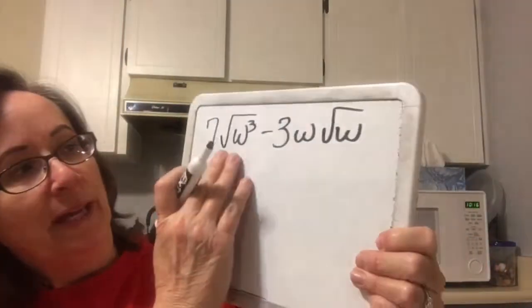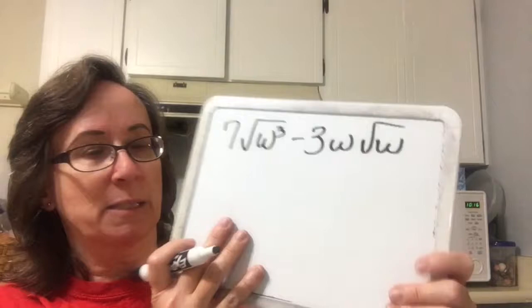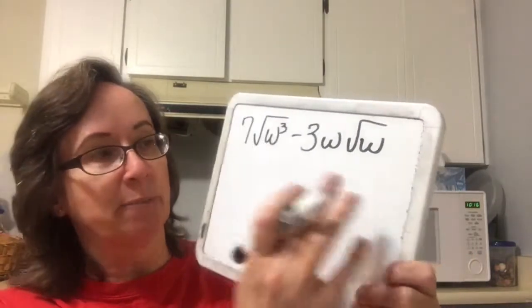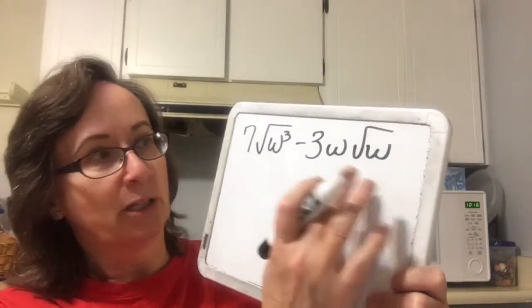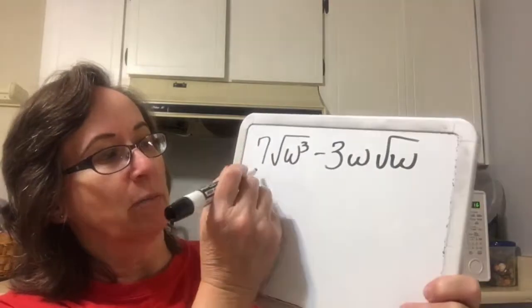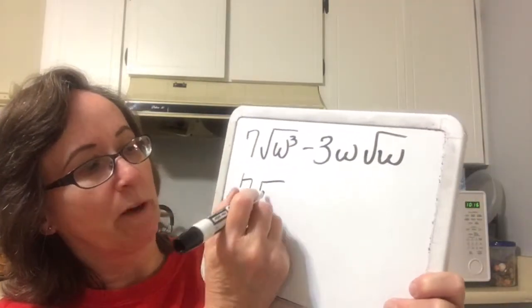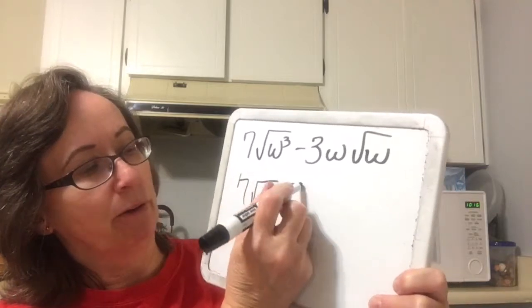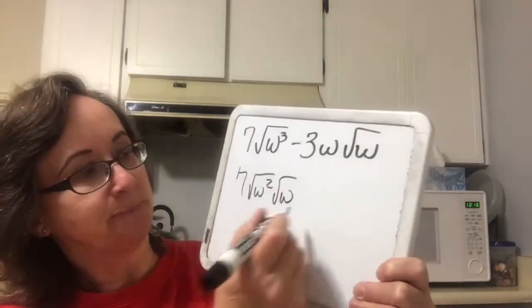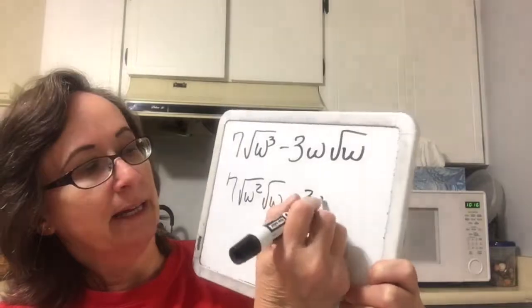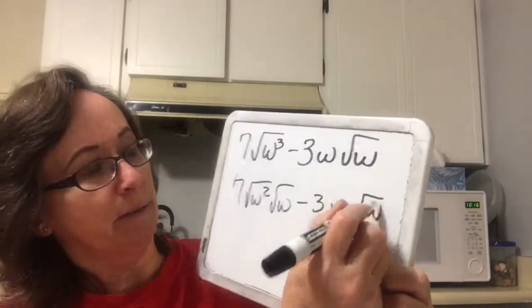Okay, so now as we continue to add and subtract radical expressions, we have 2 unlike expressions, but will this one simplify to be similar or like with that one? So we're going to break this one up. 7 square root of w squared, square root of a leftover w, minus 3w square root of w.